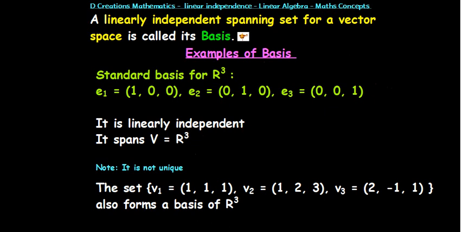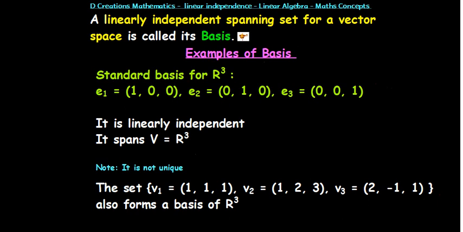Now the third characteristic we had mentioned is that it is not unique. So note that this is not a unique basis for R3. In fact, you can check as an exercise that the set of three vectors v1, v2, v3, such that v1 is (1, 1, 1), v2 is (1, 2, 3) and v3 is (2, -1, 1), is also a basis of R3. So you can check it. How do you check it? First show that this set is a spanning set for R3 and then show that this set is linearly independent. If you are able to show it, you are through and you understand what is a basis.